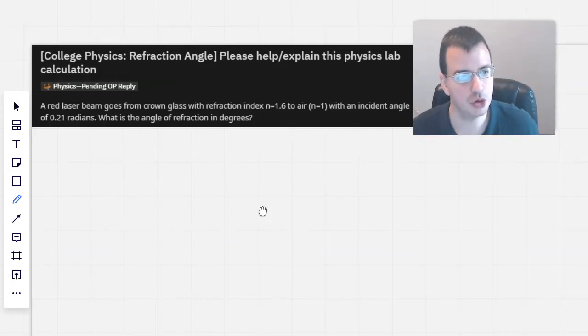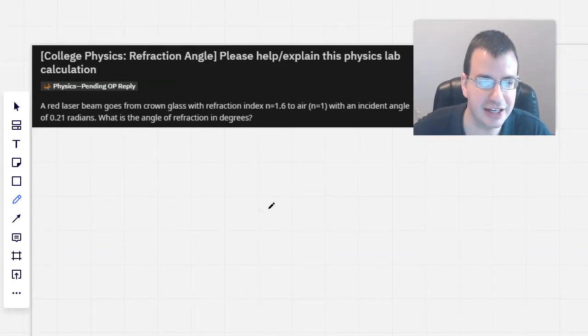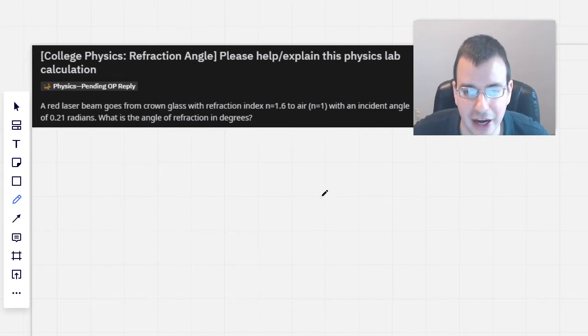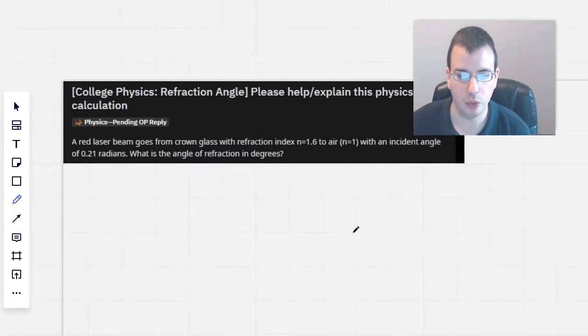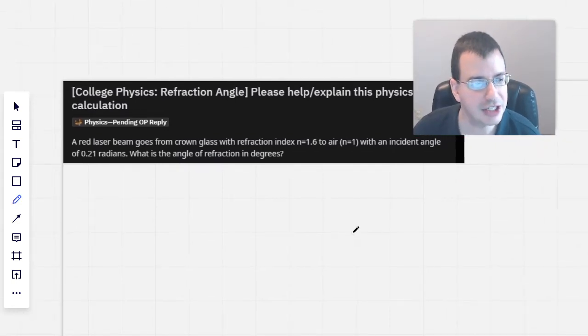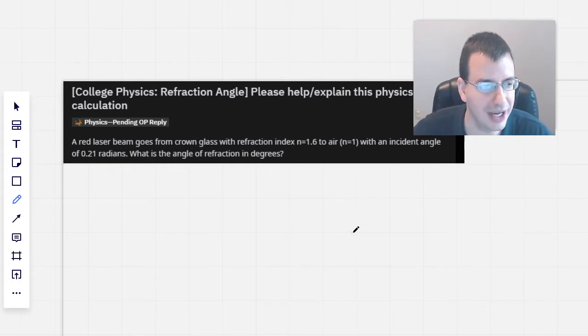A red laser beam goes from crown glass, with a refraction index of n equals 1.6, to air, which has an n of 1, pretty much, with an incident angle of 0.21 radians. What is the angle of refraction in degrees?